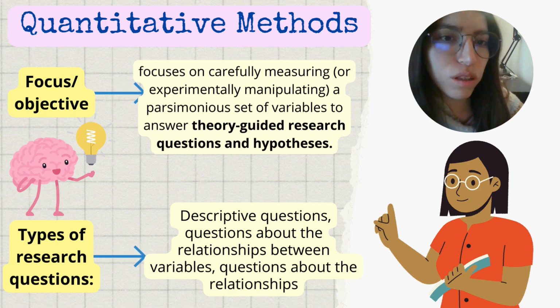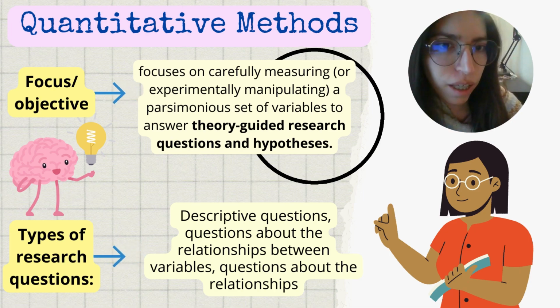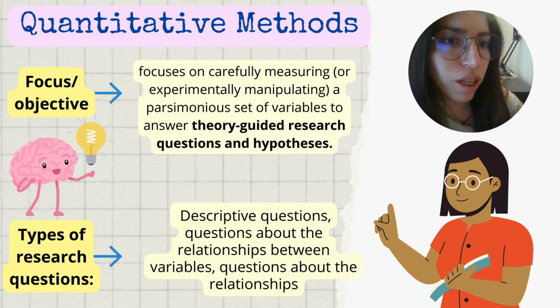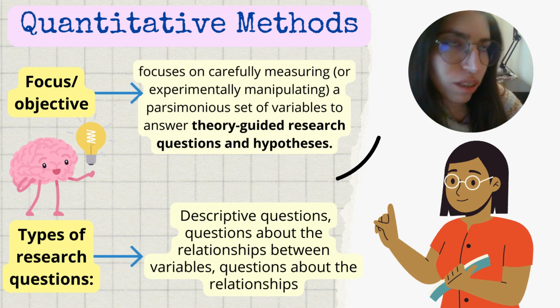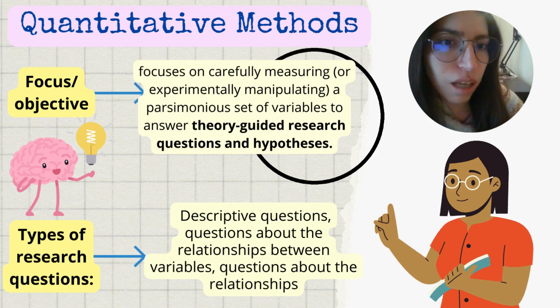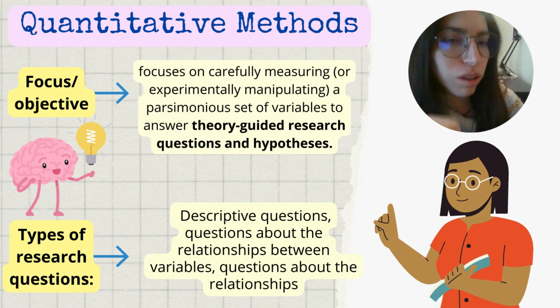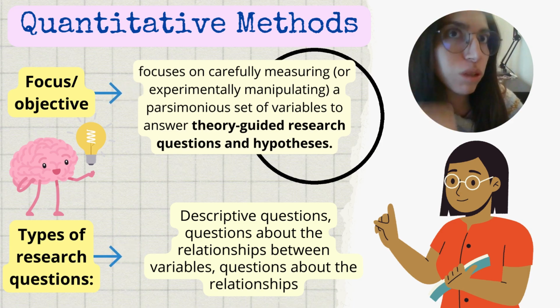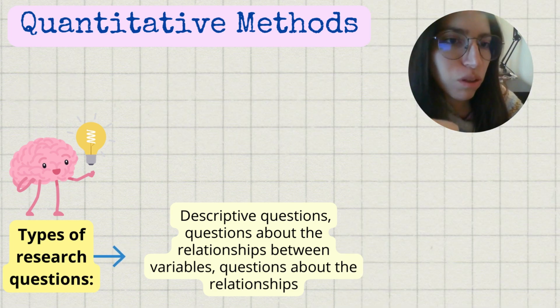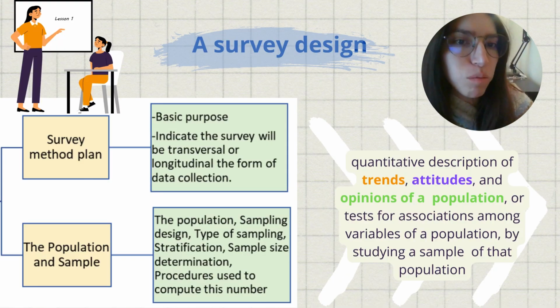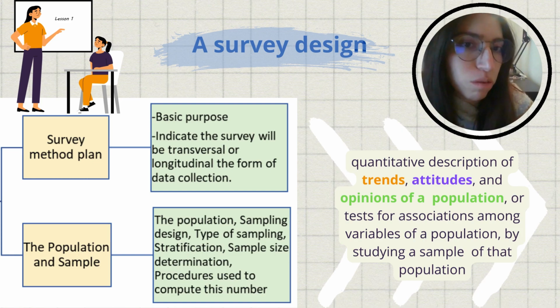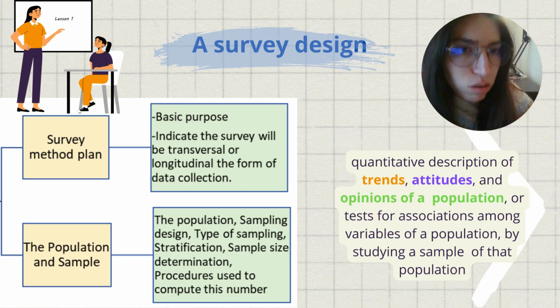As a first point, it is important to know the approach, which carefully measures or experimentally manipulates a set of variables to answer research questions and hypotheses guided by theory. The types of research questions in these methods are descriptive questions, questions about the relationship between variables, and questions about the relationship.